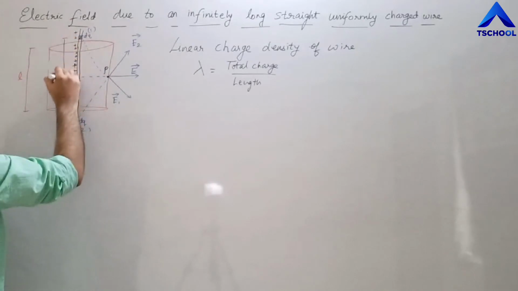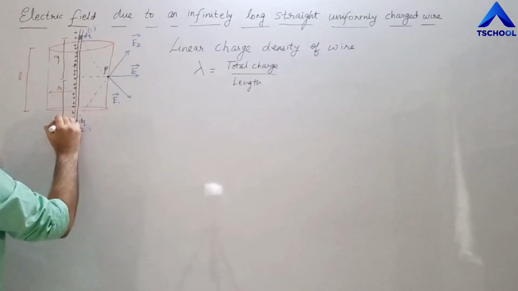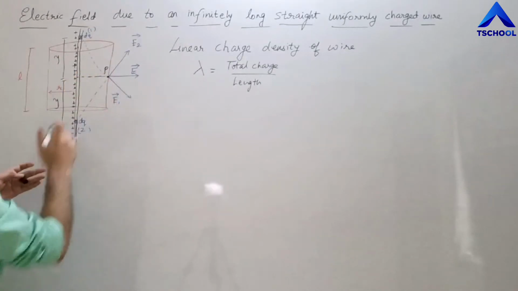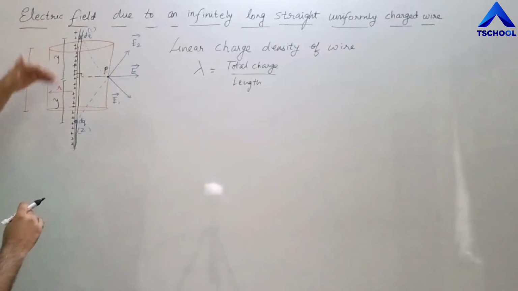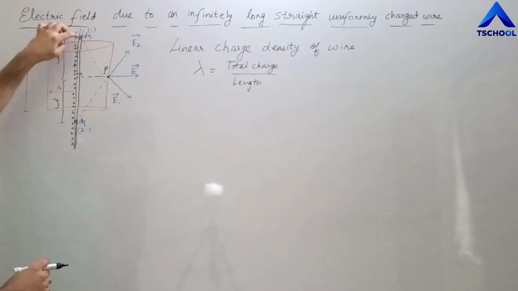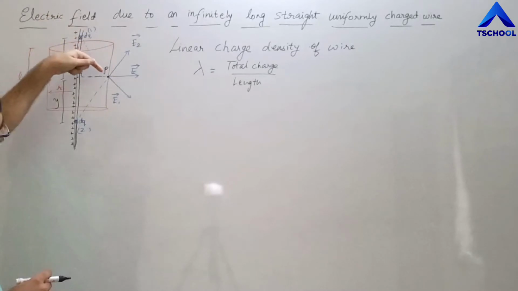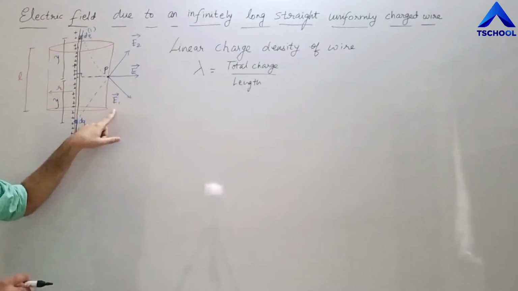I don't know what this distance is. Could be anything, doesn't matter, but whatever it is, it's the same from this perpendicular line. Y upwards, Y downwards, simple. So due to this element, this small portion with its charge dq, the electric field is going to be in this direction that I've marked as E1.